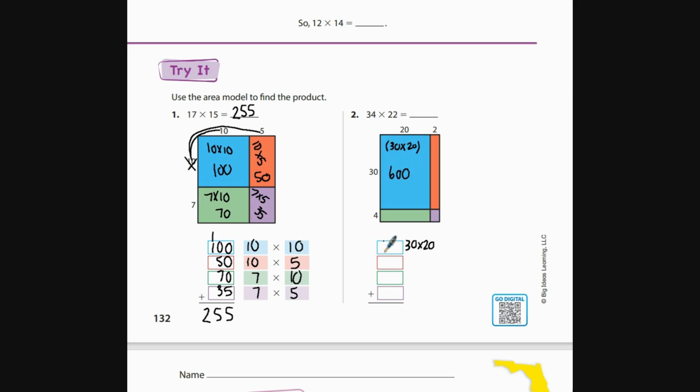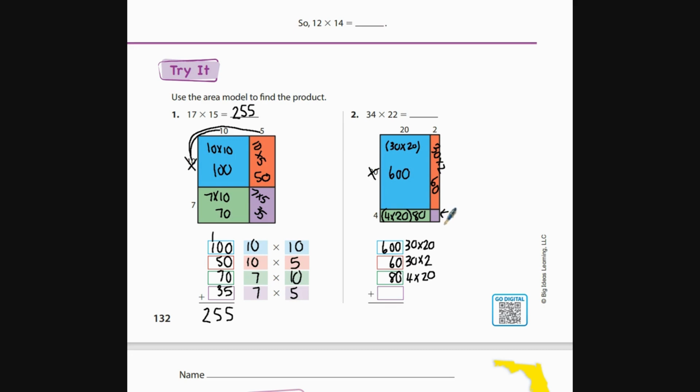So I'm going to go ahead and put here 600. Step 2 is go back to 30, but now times 2. So this is going to be 30 times 2, which is 60. Let's do that here. Now, the next one, we're done with 30. So now we're going to go to 4. So 4 times this number, 20, is 80. So 4 times 20 is 80.